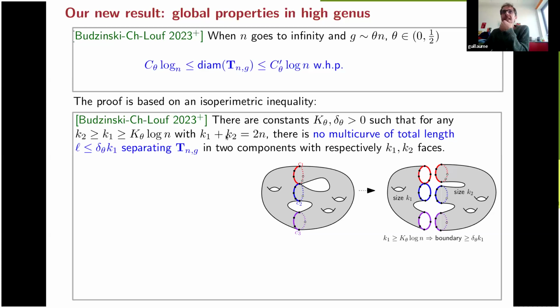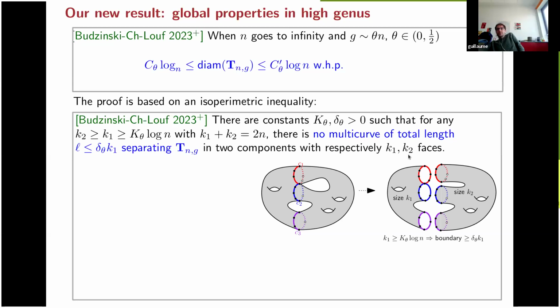Such that if you take any K1 and K2 that sum to 2n, which is your total number of faces, such that K1 and K2 are not too small. So the smallest of the two, K1, should be at least K times log n. Then there is no multi-curve of total length delta times K1, the smallest of the two, which separates your triangulation into two components of sizes K1 and K2.